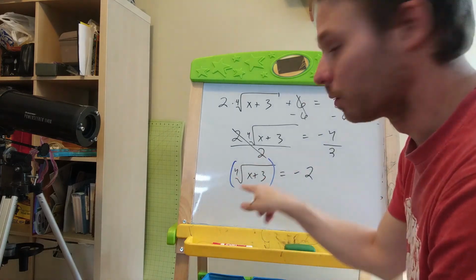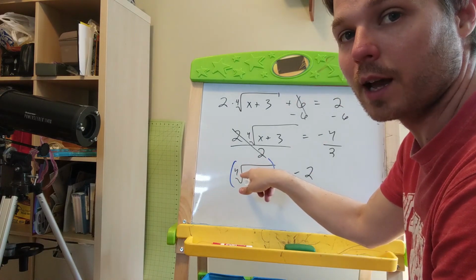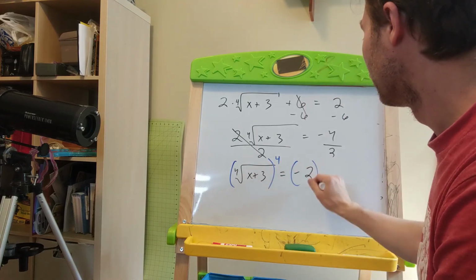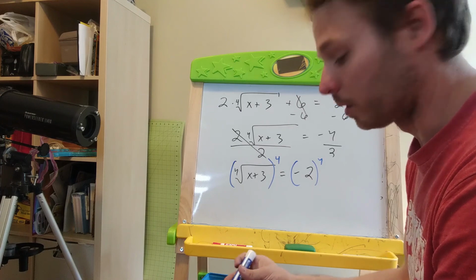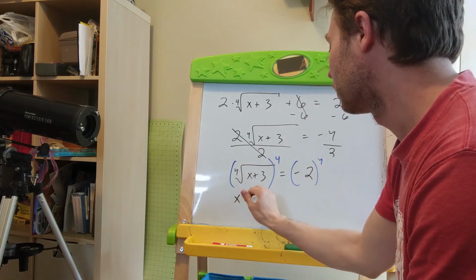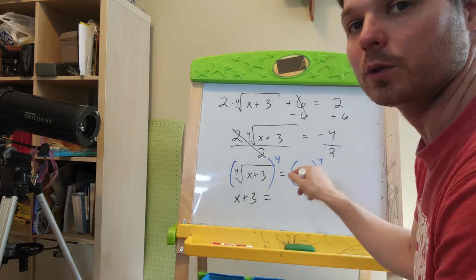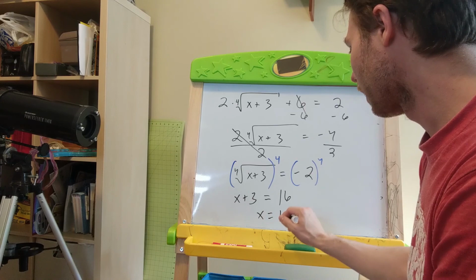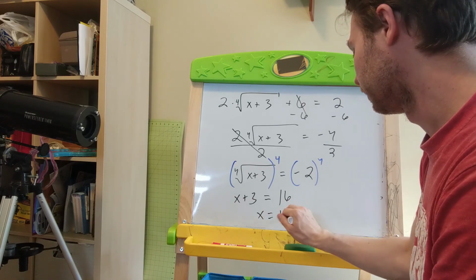All right, so the process would be that since this is a fourth root and it's isolated, we want to take it to the fourth power. That's going to undo the fourth root. And then we're going to take the right side to the fourth power also. All right, so fourth root to the fourth power goes away, so I get x plus 3, and then negative 2 to the fourth power is 16. So I'm going to get 13 for my answer.